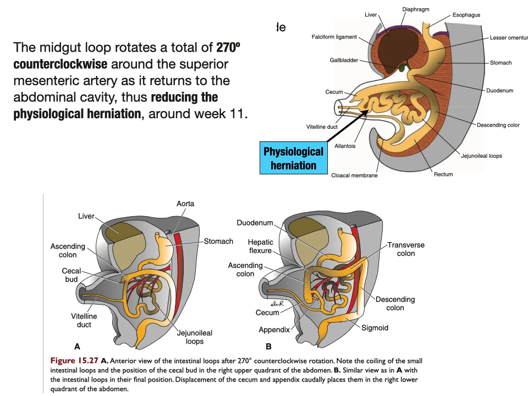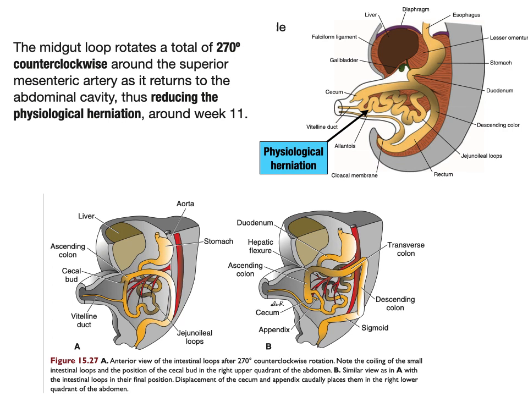like a key that turns in a clock, but counterclockwise. So the cranial limb becomes very convoluted and will give rise to the future jejunum and ileum, whereas the caudal limb develops a small dilation that eventually develops into the cecum and the appendix.